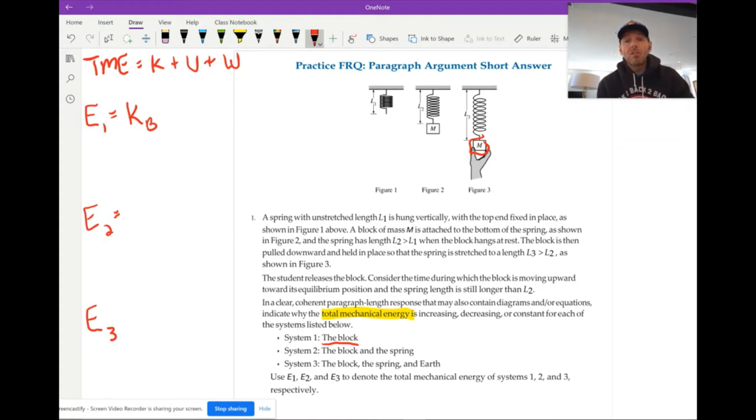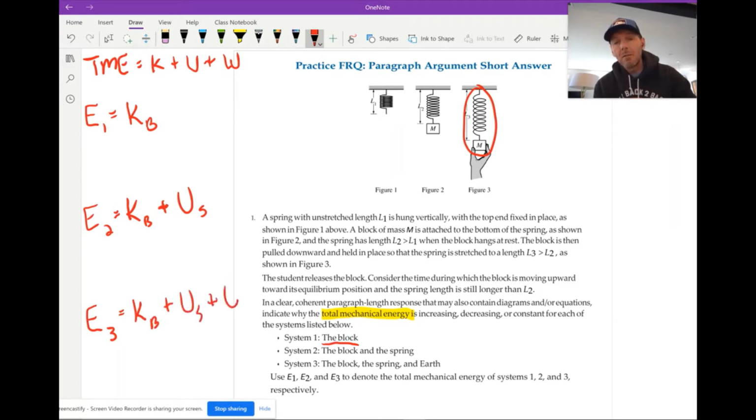So in system 2, we're talking about the block and the spring system only. If I'm just thinking about the block and the spring, what kinds of energy are there? There's going to be kinetic energy for the block. There's going to be potential energy for the spring. The Earth is not a part of the system, so there is no gravitational potential. And then system 3, now we're including the Earth. So we have the kinetic energy of the block, we have the potential energy of the spring, and now we have gravitational potential energy involved.